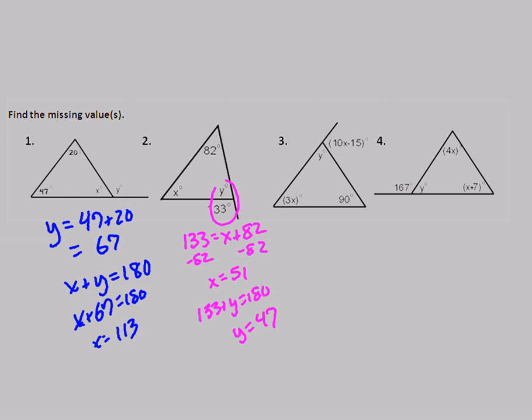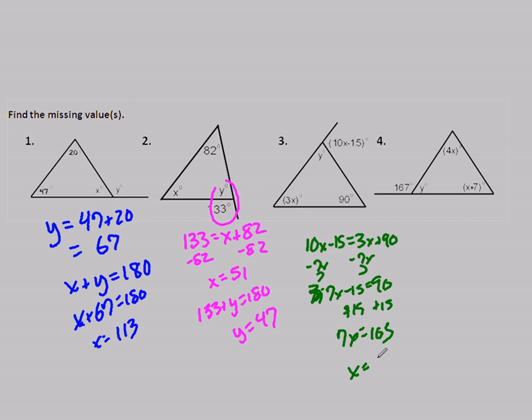In number 3, this is going to be the trickiest one here. The exterior angle is 10x minus 15. The remote interiors, the ones away from it, are 3x and 90. From here, I'm going to subtract 3x, and get left with 7x minus 15 equals 90. Add 15 to both sides. 7x will equal 105. Divide by 7, and I should get x is equal to 15.